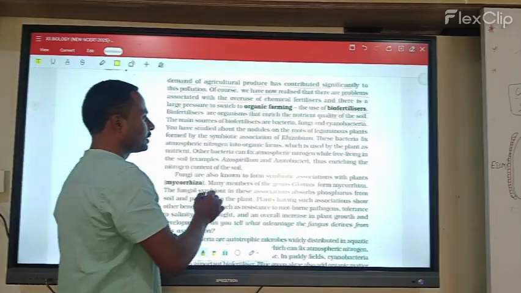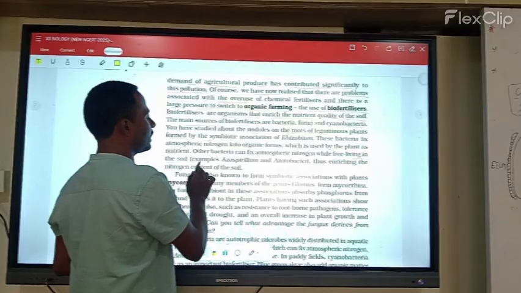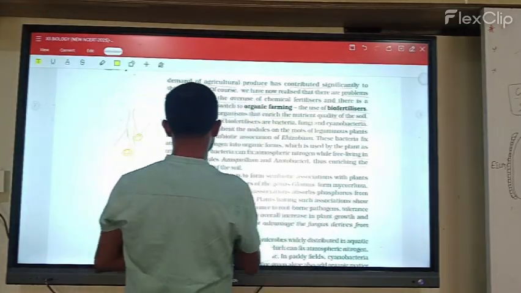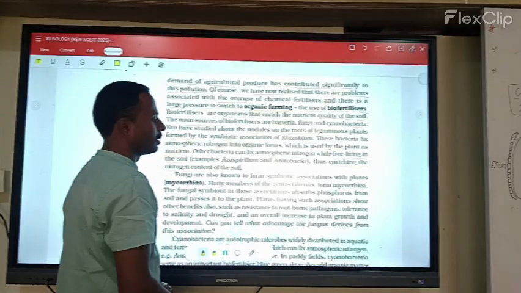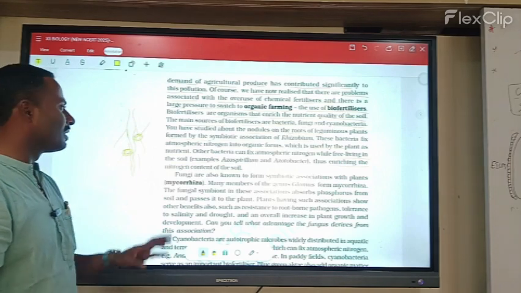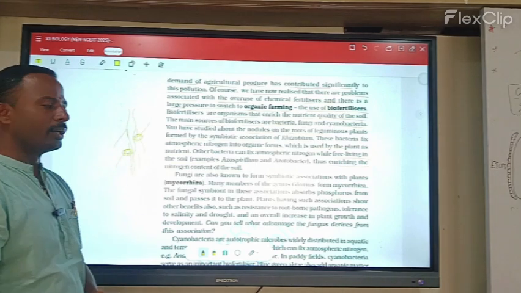Okay. Other bacteria can also fix atmospheric nitrogen. The free-living ones in the soil, for example Azospirillum and Azotobacter, enrich the nitrogen content of the soil. So Azospirillum as well as Azotobacter have more nitrogen present, and plants make use of that nitrogen.